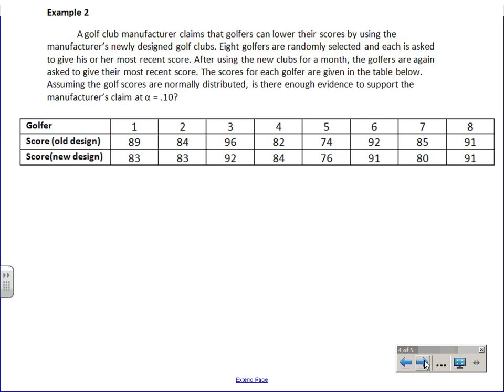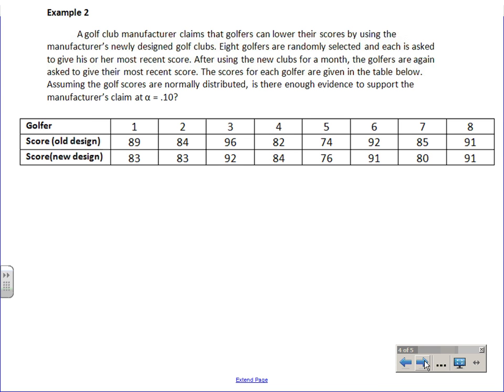So after using the new clubs for a month, so they gave them time to adjust to them, the golfers, those same golfers, were then again asked to give their most recent score. So 83, 83, 92, so forth and so on. So realize there's more variables. It could have just been a really bad day or really windy or cold or nice, who knows.